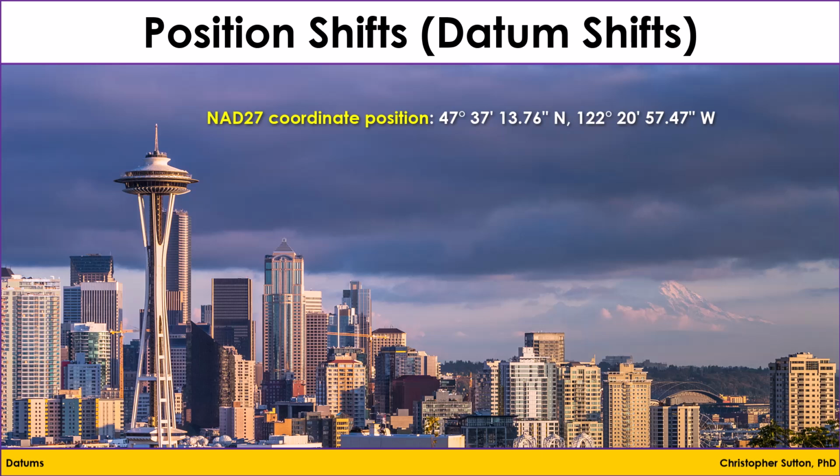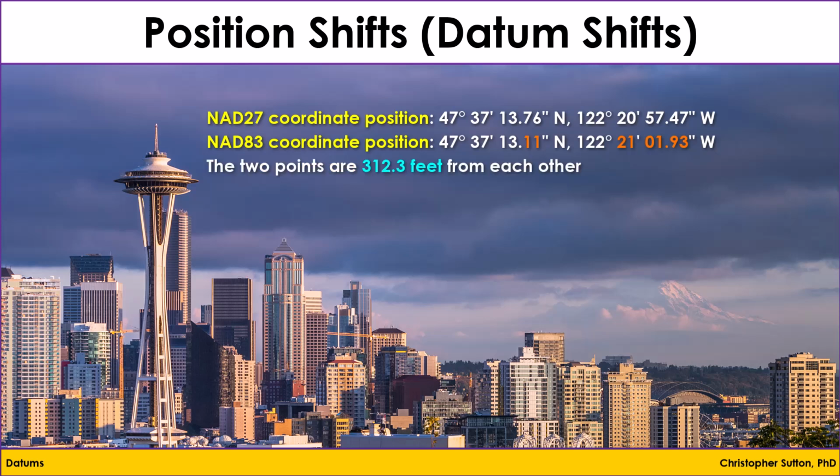In NAD 83, the Space Needle's coordinate position is 47 degrees, 37 minutes, and 13.11 seconds north, and 122 degrees, 21 minutes, and 1.93 seconds west. If we plot those two coordinate positions on a map, we would find that they are more than 312 feet apart from each other. The difference in position between these two datums can be very important when dealing with boundaries, parcels, and other data that require precise coordinate positions.